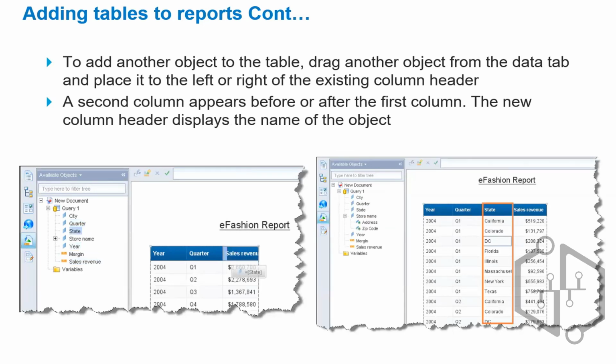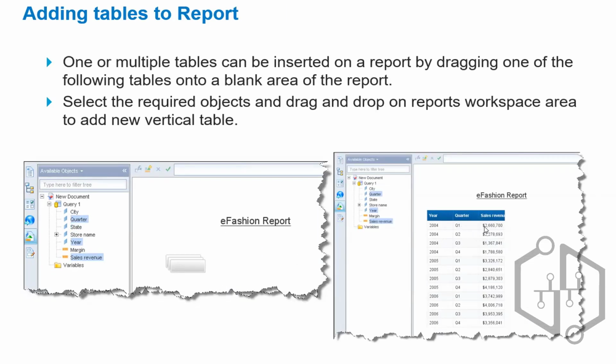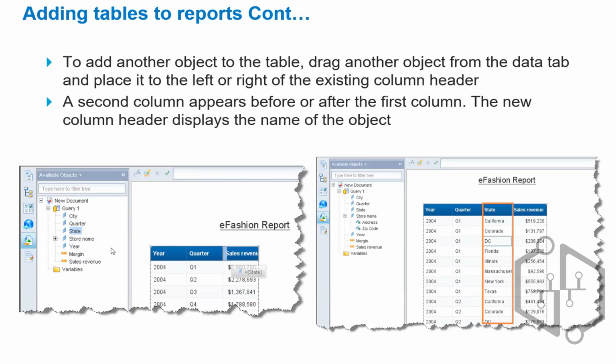To add another object: once we create these three, year, quarter, sales revenue, we have selected and kept in the report and the table got formed. So if you want to add any other, like state, we can just drag it here and drop. When we can see this blue symbol, we have to drop, then we can see that state is getting included in the report.